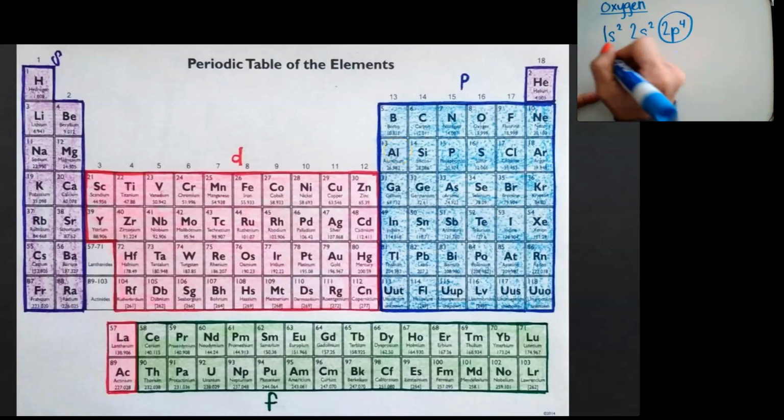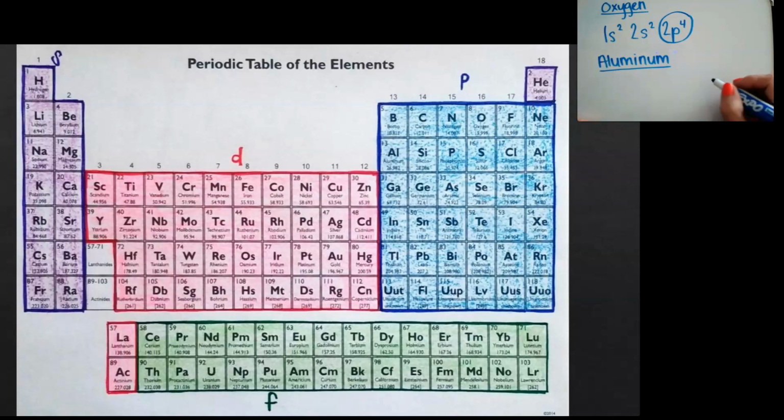So let's look at a different example, aluminum. And I can use the periodic table to predict how aluminum's electron configuration will end. I'm going to count down to the row that aluminum is in. 1, 2, 3 spaces down, aluminum. It is in the P block, in this blue colored P block. And aluminum is in my first column. So I know that aluminum's electron configuration is going to end as 3p1.